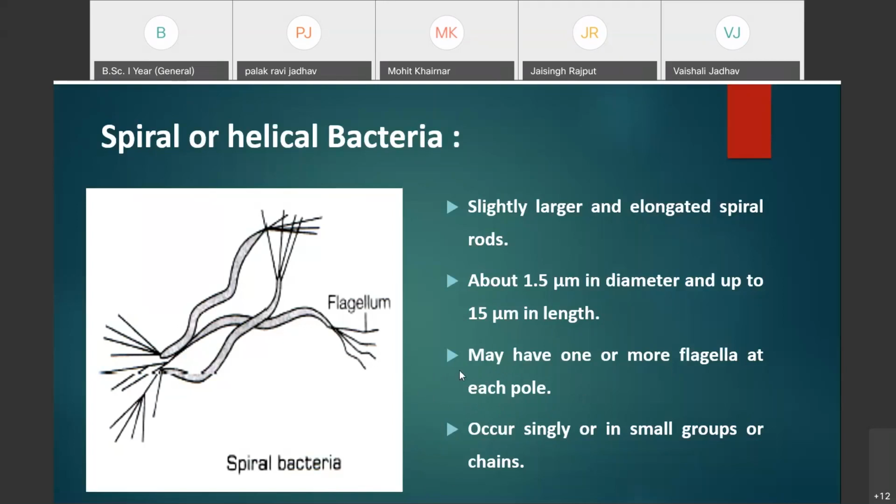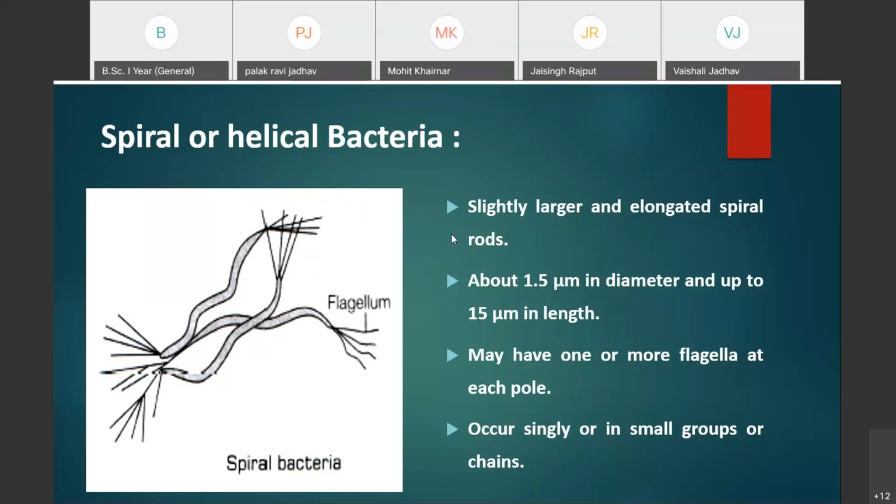These spiral or helical bacteria occur singly or in small groups of chains. An example of the spiral or helical bacteria is Spirillum volutans, or Spirillum minus. These are examples of the spiral or helical bacteria.